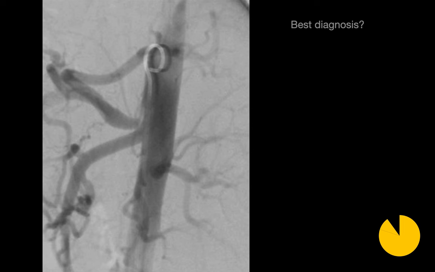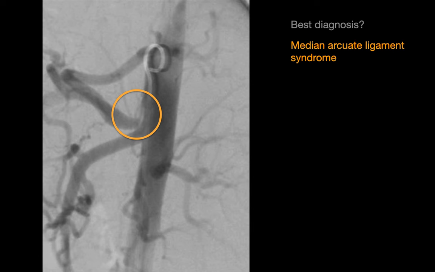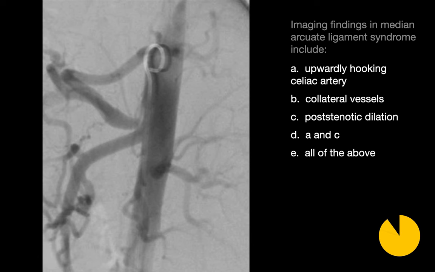What's your best diagnosis? Diagnosis here is median arcuate ligament syndrome. We have an upwardly hooking, focally narrowed celiac artery on this lateral aortogram. Imaging findings in median arcuate ligament syndrome include... so all three choices here are potential imaging findings in the setting of median arcuate ligament syndrome.